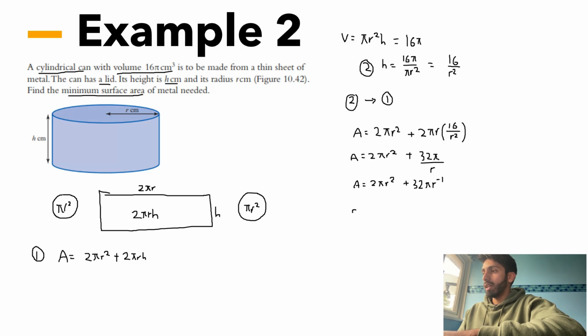So what do we say? We say dA over dr. Okay, so this is some of the standard results you need to know. So when we're differentiating, we bring the power to the front. So 2 times 2 is 4. That's 4 pi. And we minus 1 from the power. So we're just left with r. And again, to differentiate the 32 pi r to the minus 1, we bring the power to the front. So 32 times minus 1 is minus 32 pi.